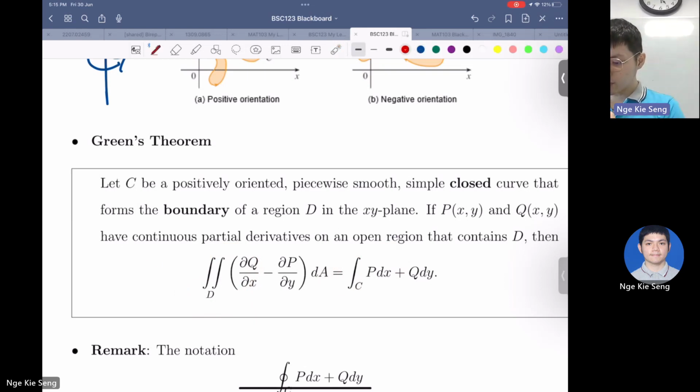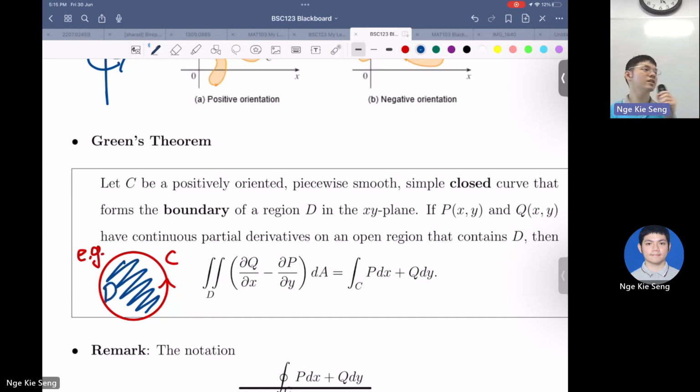So what does this mean here? We have a C. For example, this is perfectly piecewise smooth, simple, closed. You need positive orientation, so just add a positive orientation on it, and then it bounds the region D. So what is going on? The multiple integral is equal to the line integral. The multiple integral of what? Of del Q over del X minus del P over del Y.